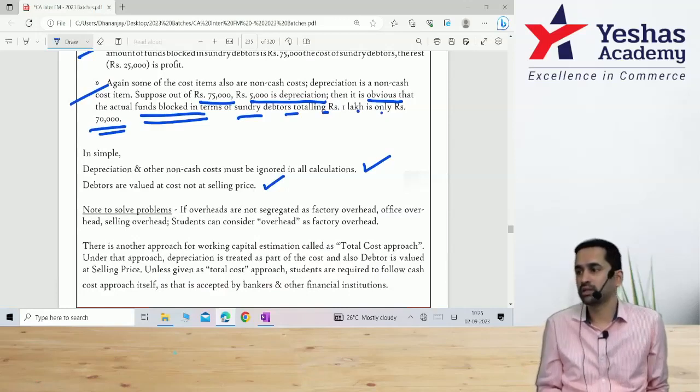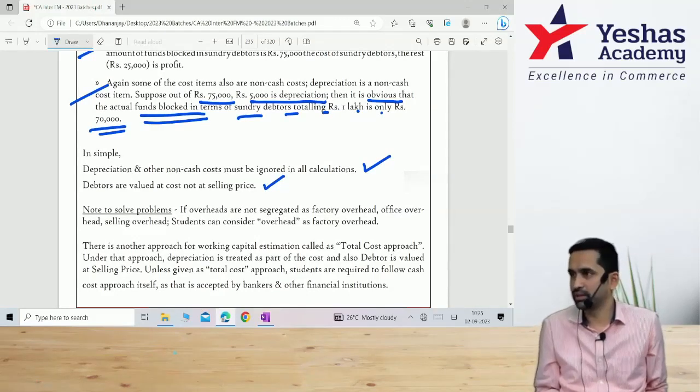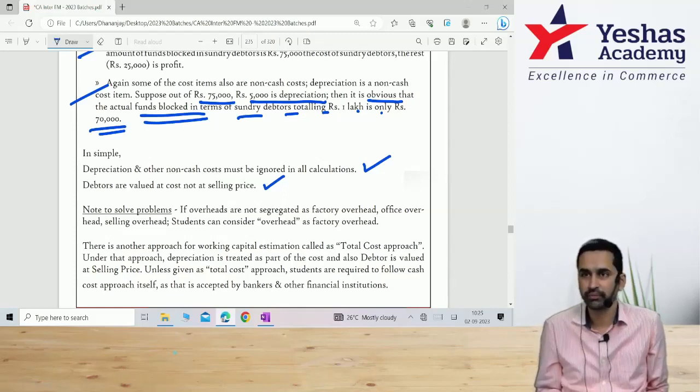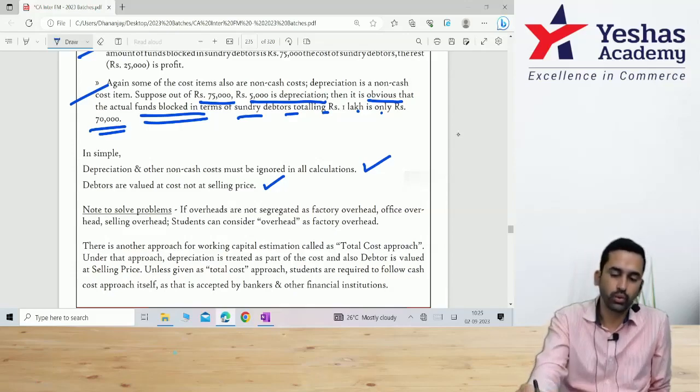The same logic we applied even in receivable management. When I said opportunity cost, I told you your 100 rupees is not blocked. Cost was 70, 30 was profit, only your 70 is blocked. That means debtor by default is valued at cost. Right?